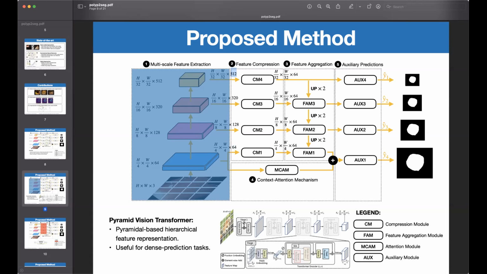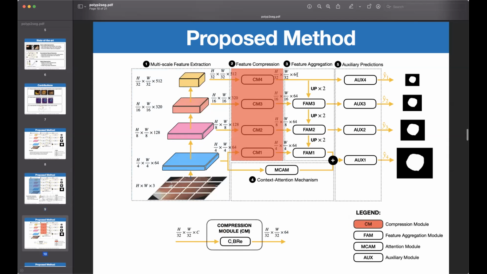So what we do at the next stage is we reduce the number of features to 64 by using this compression module, which is composed of a convolution layer using 1x1 kernels, followed by batch normalization and ReLUs. This means that all the stages now have the same amount of features, and therefore they have the same relevance regardless of the stage where we are. And as well, it helps us to reduce the number of parameters of our model.